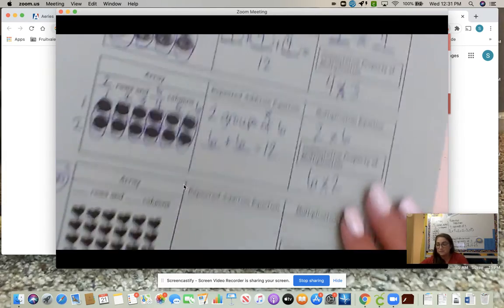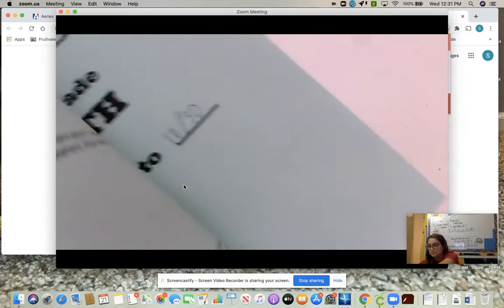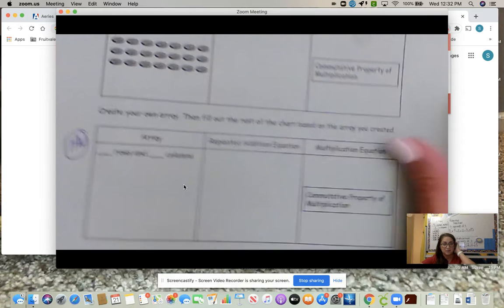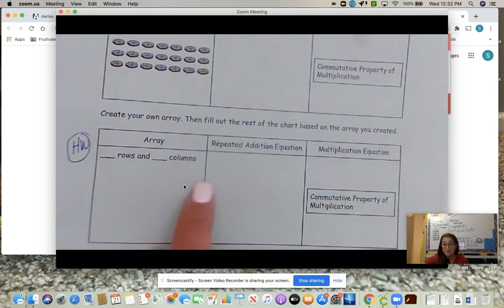So your homework is to finish the last problem and then to do the 3 problems on the back. On the bottom, I want you to write your own array and then solve it.